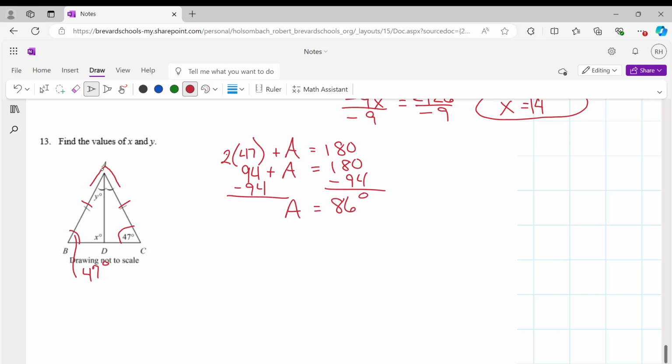And again, if this big angle A is 86 degrees, and the two angles that form it are congruent to each other, then Y is equal to 86 divided by 2, which is 43.